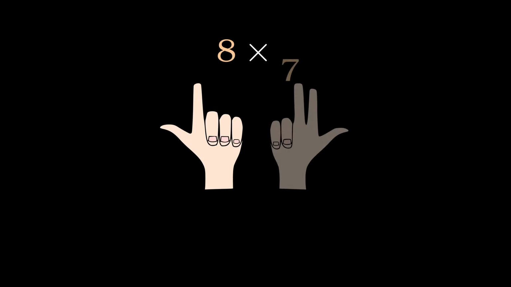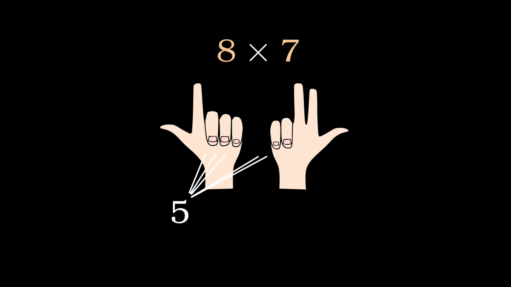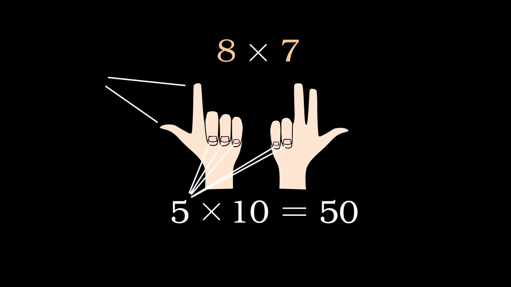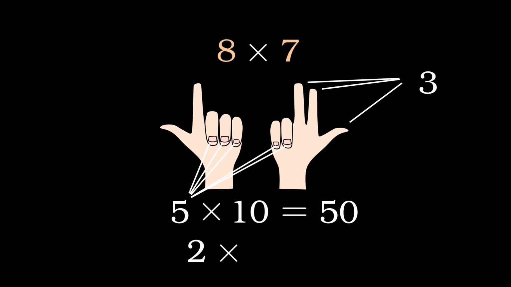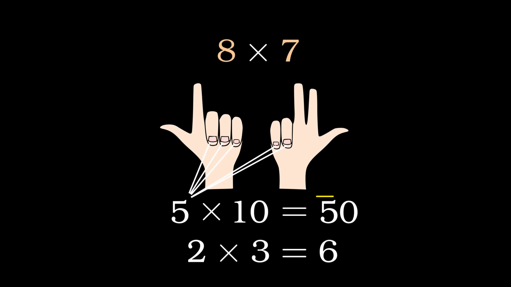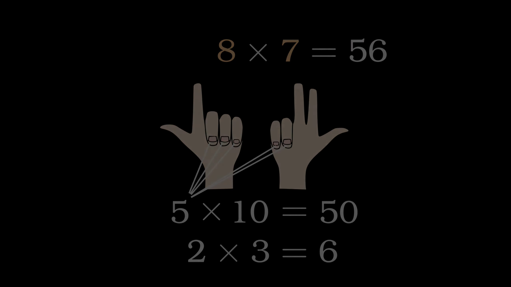Let's see how this trick plays out in case of 8 times 7. Here we hold 5 fingers down, therefore 8 times 7 should be at least 50 so far. But also, we have 2 fingers sticking up on one hand and 3 fingers on the other. So 2 times 3 equals 6. By adding these two numbers, we get what 8 times 7 is equal to, and that is 56.